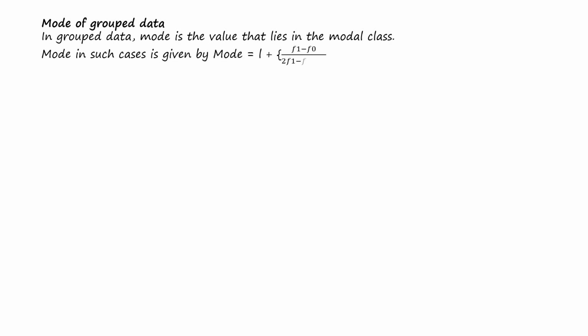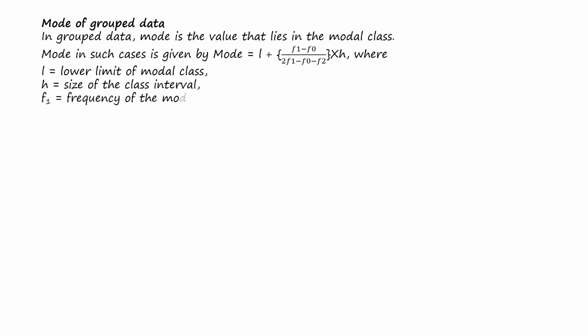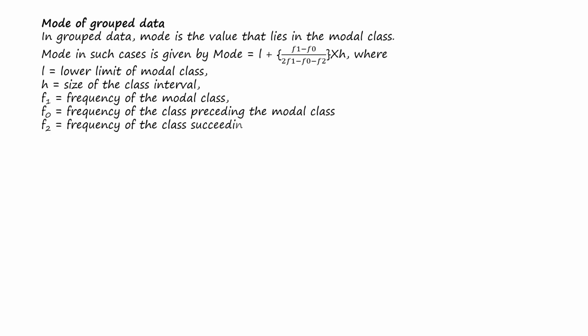Now, mode of grouped data. In grouped data, the mode is the value that lies in the modal class. That means mode in such cases is given by l plus (f1 minus f0) divided by (2f1 minus f0 minus f2), whole into h, where l is the lower limit of the modal class, h is the size of the class interval. That means size of the class interval is the upper limit minus lower limit of the class. f1 is the frequency of the modal class, f0 is the frequency of the class preceding the modal class, and f2 is the frequency of the class succeeding the modal class.